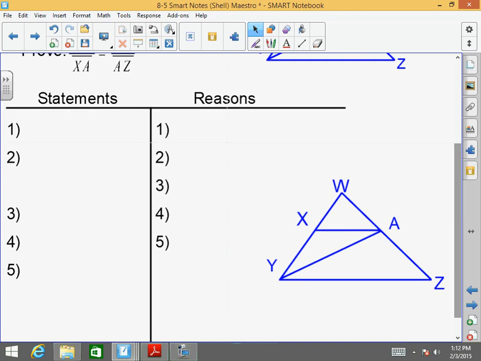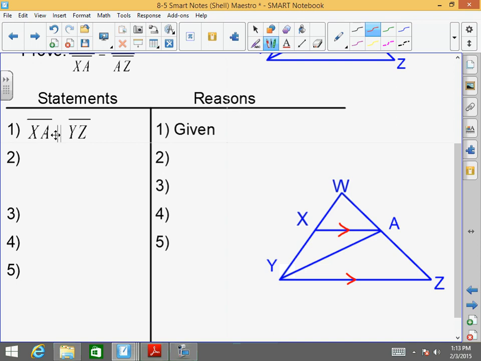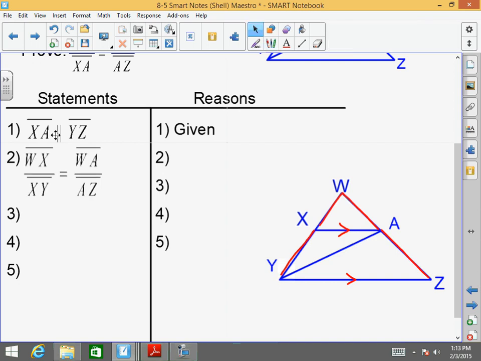Okay, of course, like always, my brothers, XA is parallel to YZ. So let's go ahead and label. That's given. If I know that XA is parallel to YZ, can't we use side splitter here right quick? And we can say now that WX to XY is proportional to WA to AZ. That's what I'm going to say. Does that make sense what we just did there? That's side splitter.